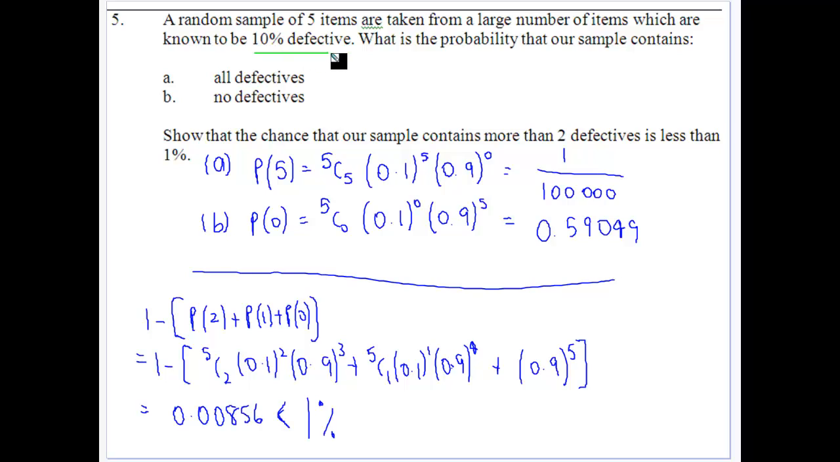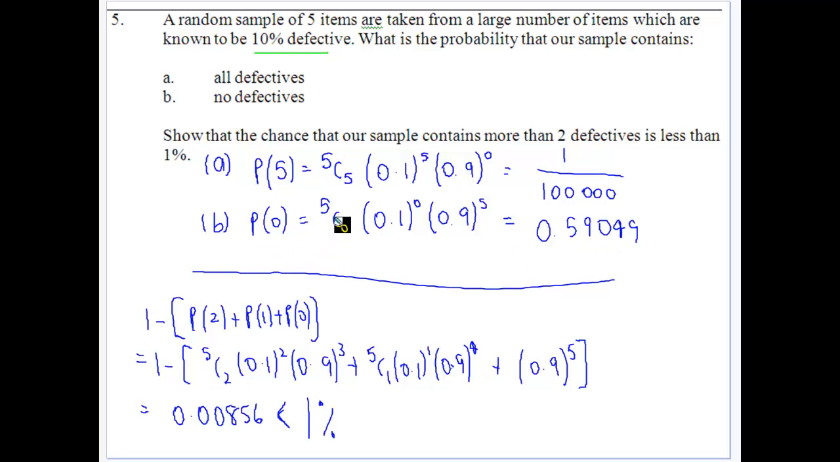So there's our probability. Multiple samples, multiple events happening. So what's the probability we get all defectives? The probability of all defectives would be 5C5, 0.1 to the power of 5. There's only a 10% chance of getting a defective, to the power of 5, and 0.9 to the power of 0, which is 1 in 100,000.